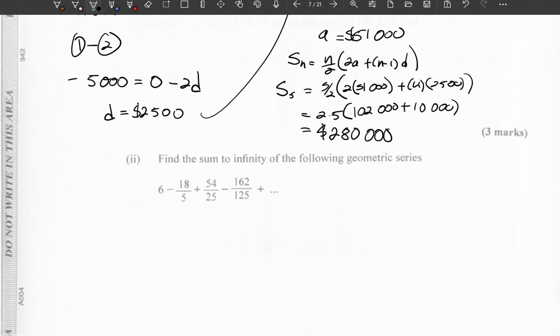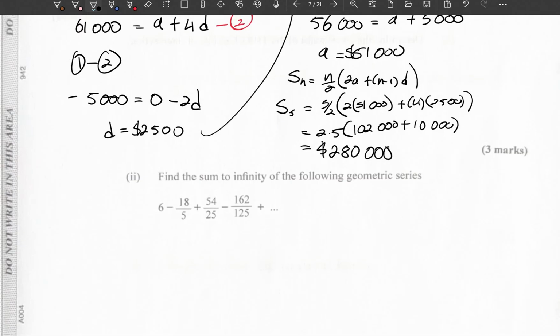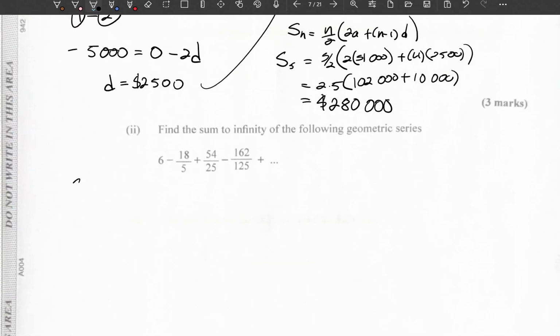Part 2 wants us to find the sum to infinity of the following geometric series. Well, what's the sum to infinity? This should have been given in the formula sheet. So the sum to infinity of a GP is going to be a over 1 minus r. We see what the first term a is going to be. The only thing we need to determine this is what r is going to be.